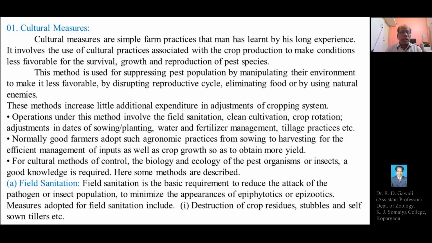So measures adopted for field sanitation include destruction of crop residues. The first one is destruction of crop residue, stubbles, and self-sown tillers. So destruction of the crop residues, stubbles, and self-sown tillers, etc.